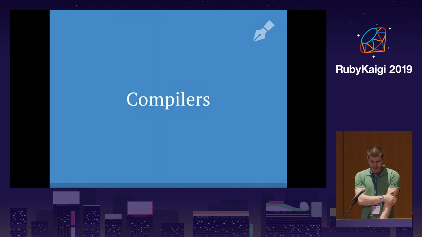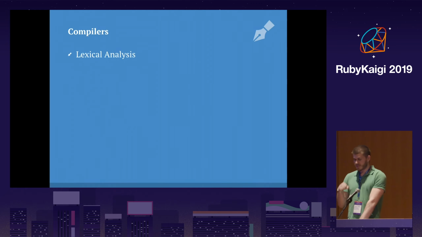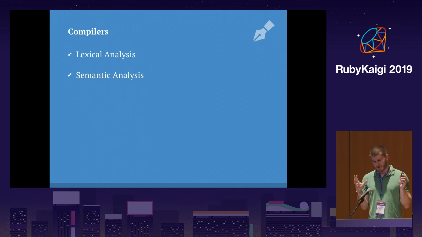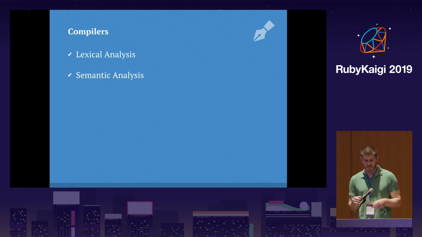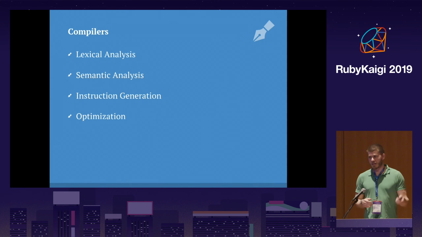Compilers have a couple of pretty standard steps. They're going to do lexical analysis to determine the tokens. They're going to do semantic analysis to determine the abstract syntax tree. They're going to generate instructions for the virtual machine. They're going to run a couple of optimization passes, and then they're going to execute.